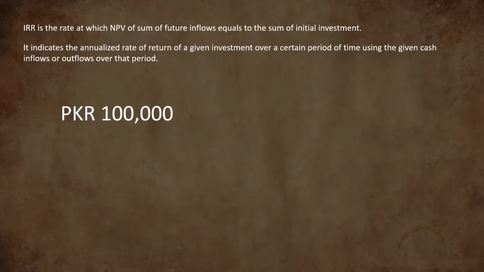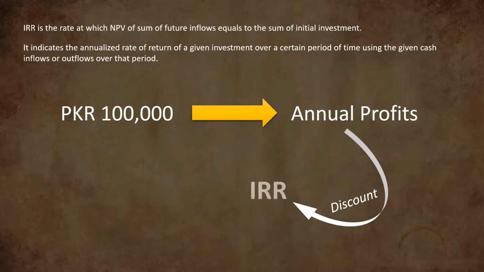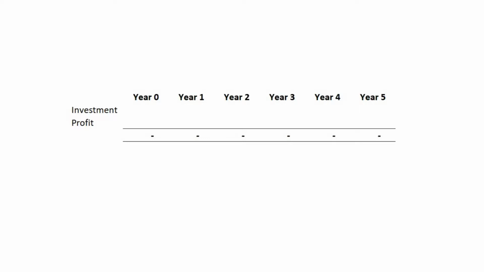If you have invested 100,000 rupees and it generates annual profit, you will discount those future profits to arrive at the IRR. IRR can be calculated using spreadsheets.